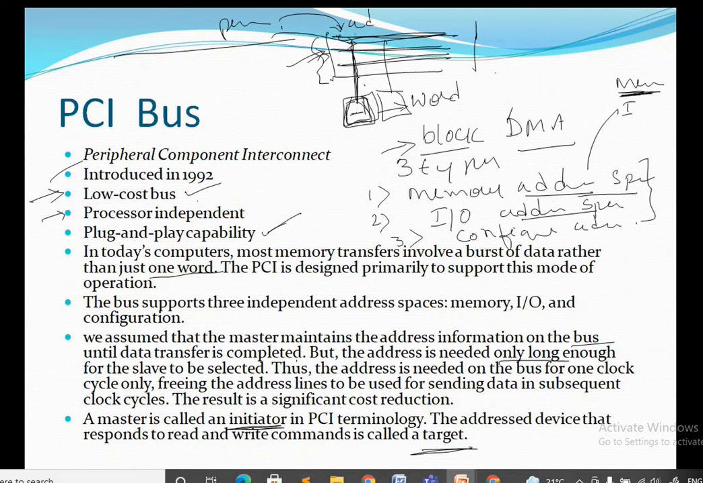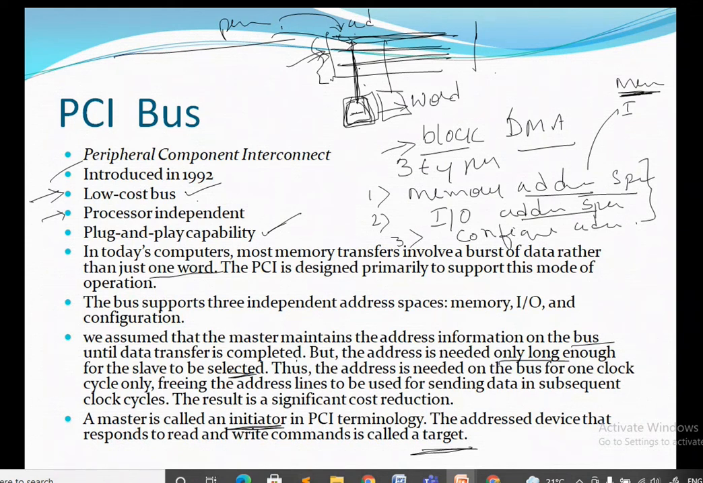It is not necessary, no, it is just an assumption. Okay, so it is just an assumption that we are going to consider that it does not require holding the address on the address line once the slave is identified. Okay, so the address is needed long enough for the slave to be selected. As long as the device gets selected, the address is required. After that, the address is nowhere required.